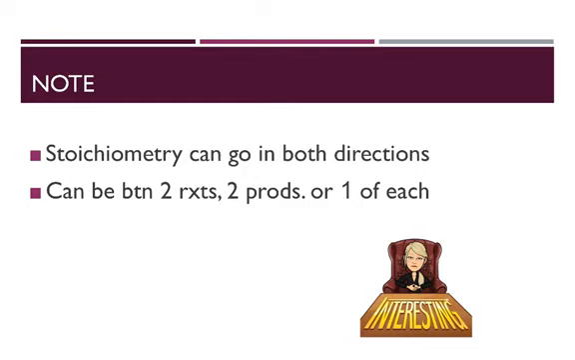All right, stoichiometry can go in both directions. So I could give you a mass of reactants and ask you to find moles or mass of product. I could also go backwards and say, okay, here's the mass of the product. How much reactant would we need?